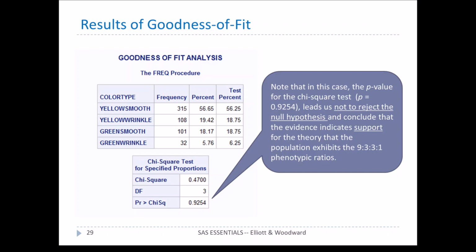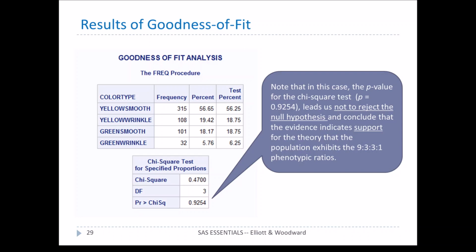The top table here are the results. So we notice here the frequency column is the actual observed, 315, 108, and so forth. And then 315 was 56.65% of the total. And the test percent, that is what came from TESTP equal, is 56.25. In yellow wrinkle, we observed 19.42%. We hypothesized 18.75%. And you can see the other ones there.